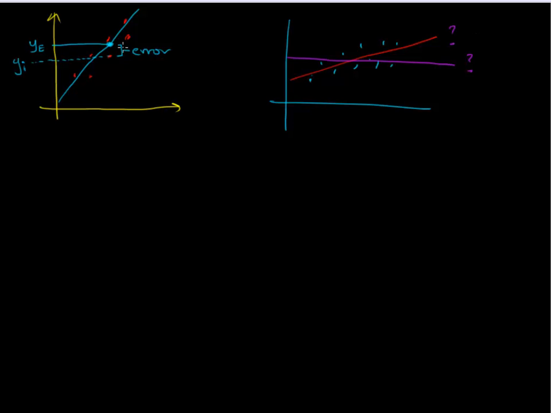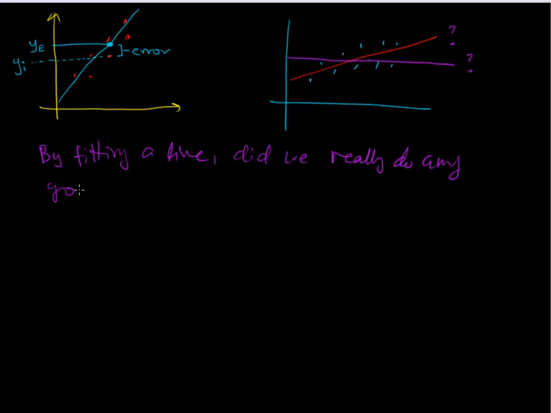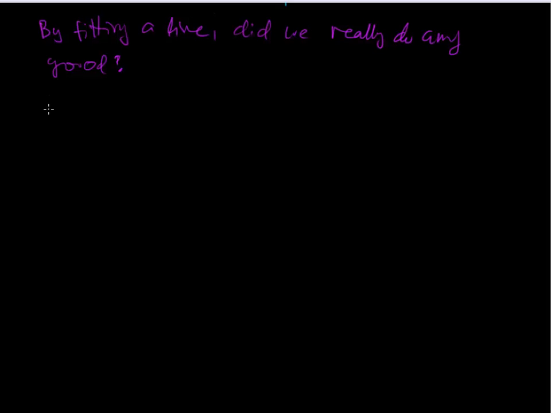Certainly we can minimize the error and fit a line to the data, but then what we really need to know is, by fitting a line, did we really do any better? Did we really do any good? Because we can do linear regression on any data set and get some slope and intercept. But the question is, does that describe the data better? And it turns out that we can actually find out if we have fit the data better using some basic statistics. So I'm not going to go into the background of statistics.